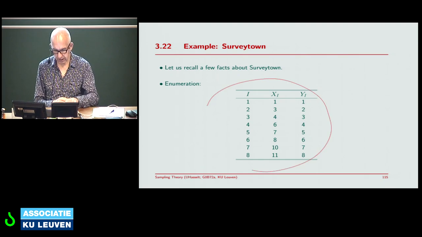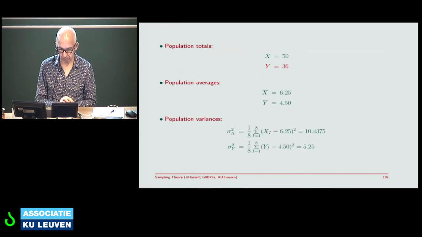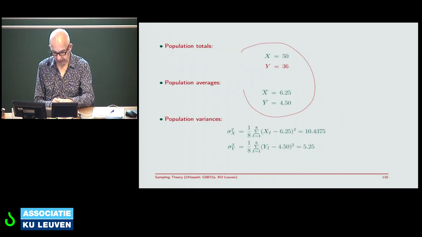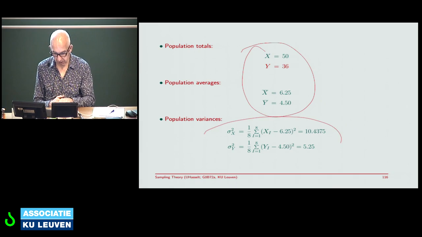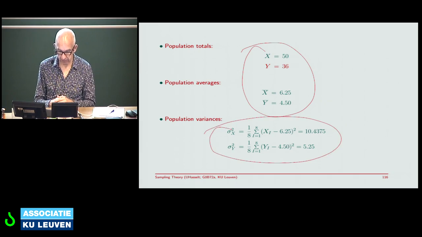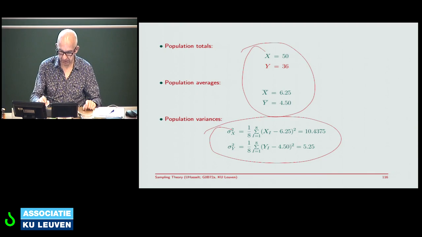So here is survey town again, with X the number of lots and Y the number of buildings on those lots per block, with the totals and the averages. Nothing special here, we've actually seen that already before. And then the corresponding population variances can be calculated, for X and for Y. They're different as we said before. That doesn't mean one is better than the other, because here we're talking about two different quantities, X and Y. The population totals for X and for Y cannot be directly compared. They're different quantities, they're different estimates.